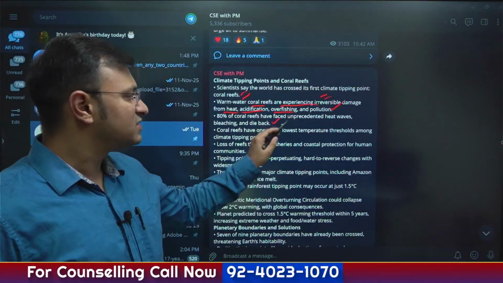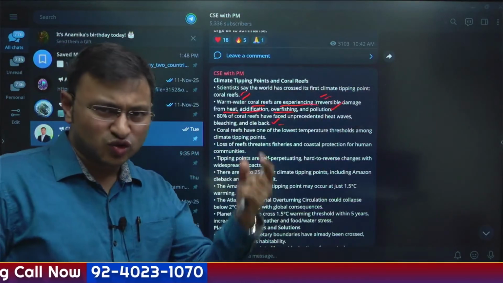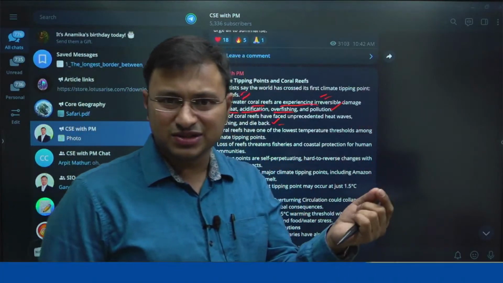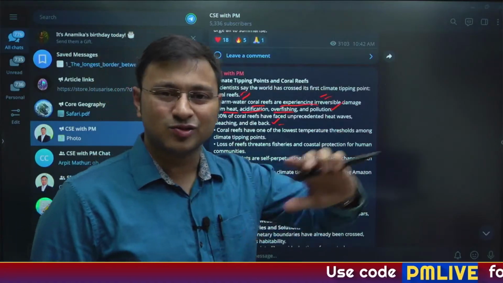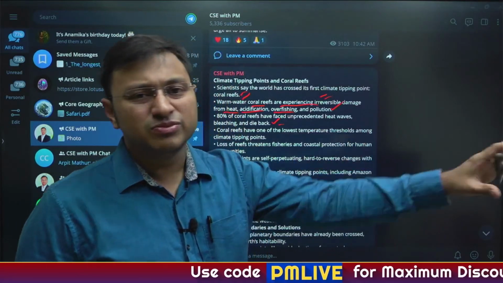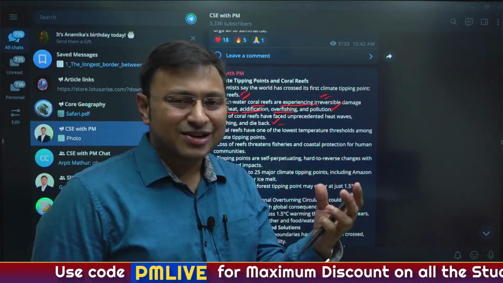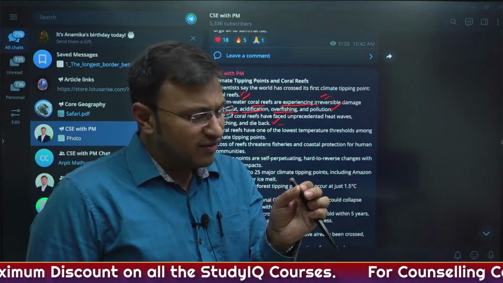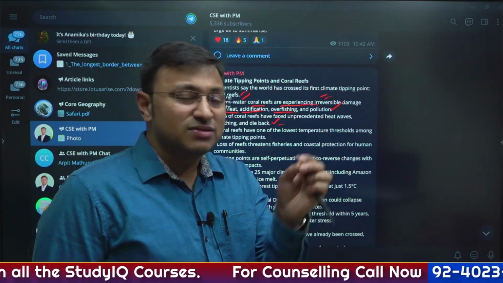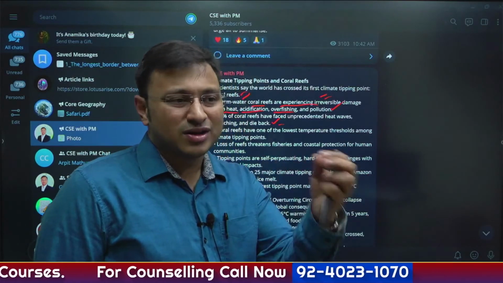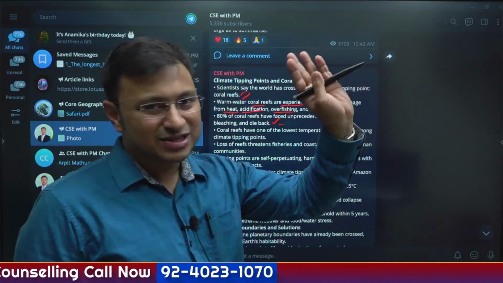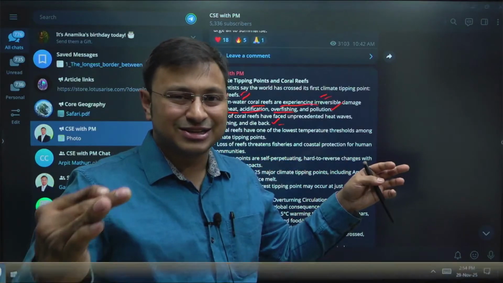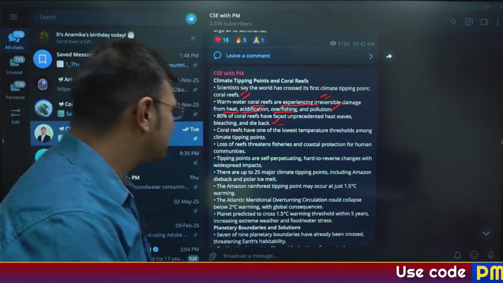80% of the coral reefs have faced unprecedented heat waves. So coral reefs are very vulnerable to the sea surface temperature. Once it crosses the 27 degrees Celsius mark, the coral reefs are bleached beyond comprehension. So the entire coral reef starts turning white. You all know that the coral reefs have a symbiotic relationship with a marine algae called zooxanthellae. So the zooxanthellae algae is pushed out, photosynthesis is stopped, corals start losing their color, and marine life is no more attracted towards it.